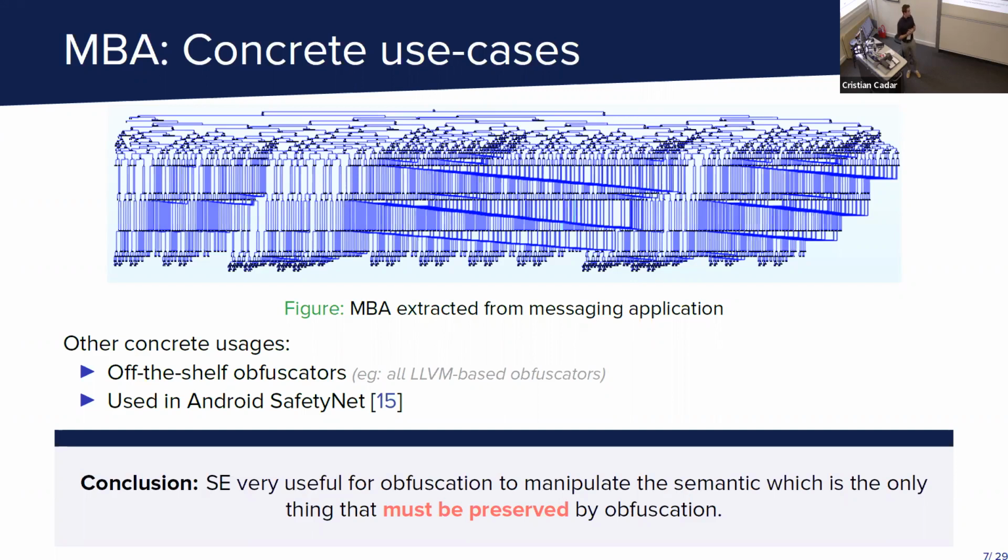So yes, in this context, as obfuscations have to preserve the semantics, and because symbolic execution is all about manipulating the semantics of the program that you're executing, this is indeed a really suitable approach for obfuscation. So that was the first use case for which we use symbolic execution a lot.